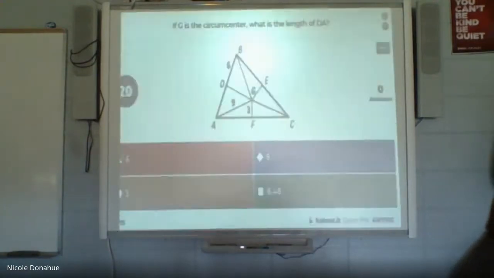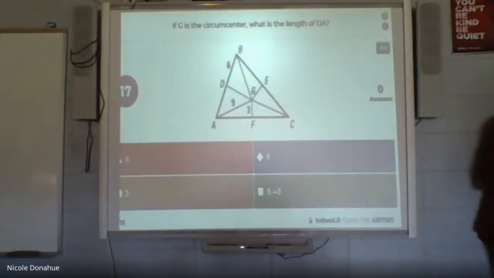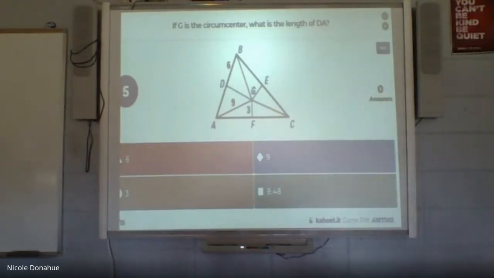So C is the circumcenter. So circumcenter, remember, think 2/3, 1/3. Not circumcenter. No, sorry, I'm lying about that. It's not centroid. Circumcenter is the one that goes with perpendicular bisectors.